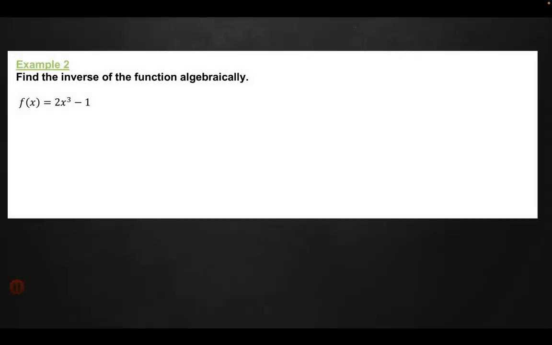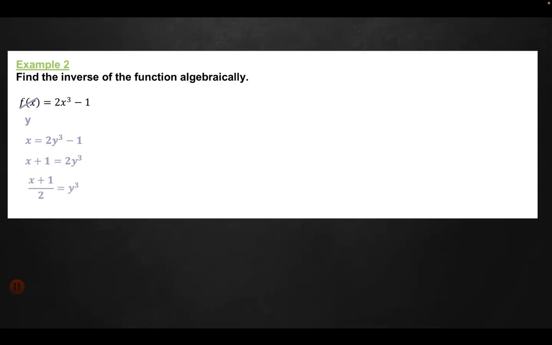Okay, in example 2, let's do another algebra problem. Remember that f of x is the same thing as y. I'm going to switch the positions of my x and y variables only, and now I'm going to solve for my new y value. So I'm going to add 1 to both sides. I'm going to divide both sides by 2.